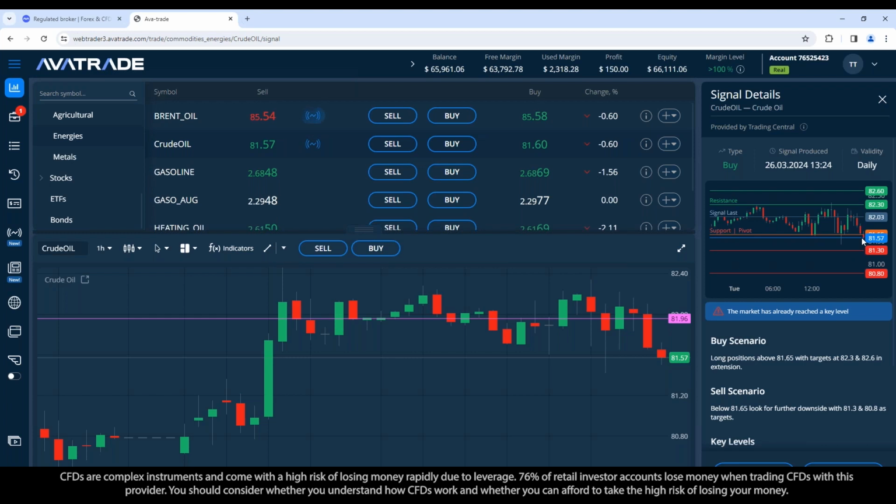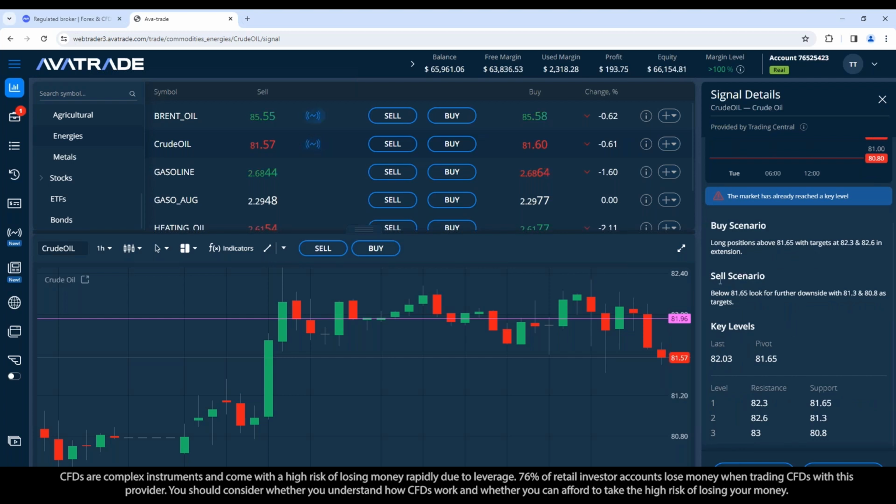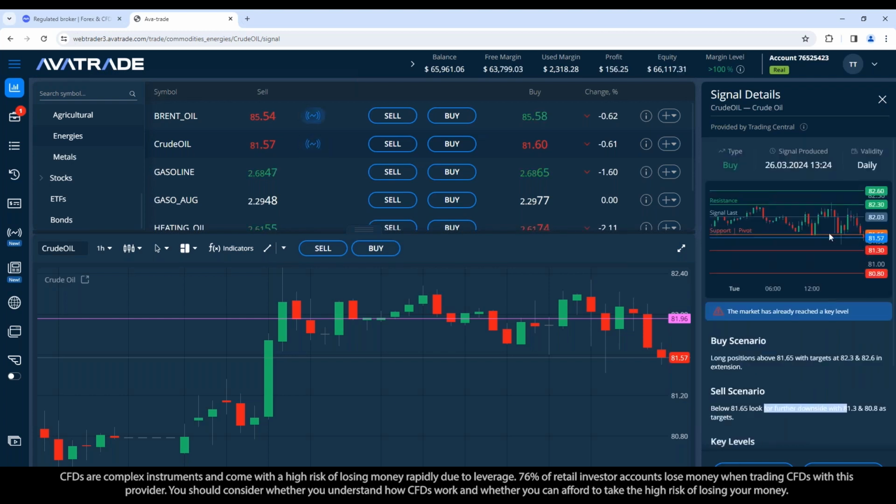And so the take profits now are these red lines down here, because the pivot line got broken. The pivot line was the support line. When this signal came out as a buy signal, the price was above that pivot line, and the rule is if it breaks below the pivot line, then the buy signal is invalid. Now it's a sell signal with expected dropping towards these support levels down here. It tells you that here: sell scenario, below 81.65, look for further downside. It broke below 81.65, so they're saying look for further downside.